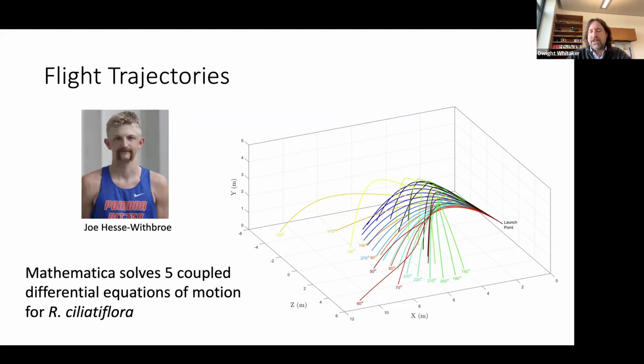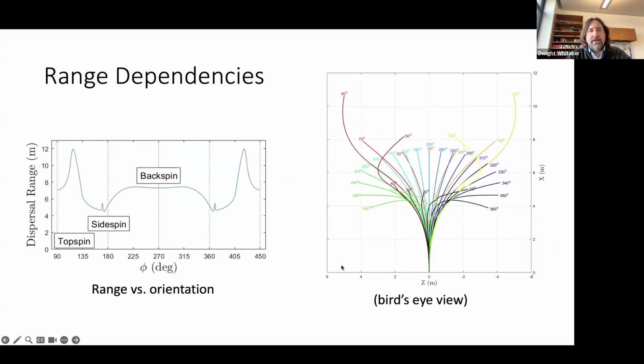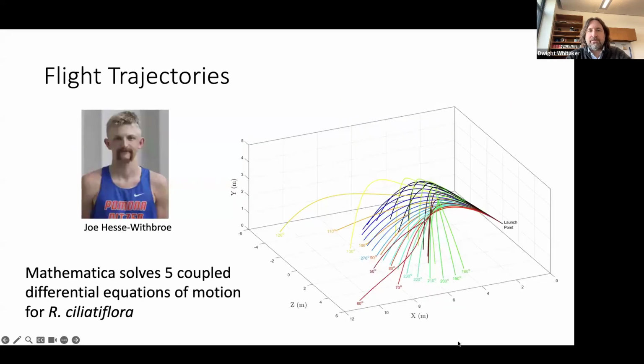So we're going to have different launch angles, which is just how high above the horizontal you are, and different launch orientations where you'll have anywhere from side spin at 0 degrees to backspin at 90 degrees to the other side spin at 180 degrees. And he modeled these trajectories and we started to look at the ranges of them. I think time's getting a little bit tight, but I would like to go into this because I'm really impressed with what Joe did.